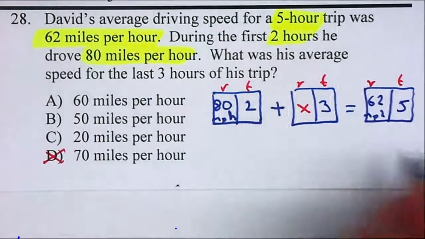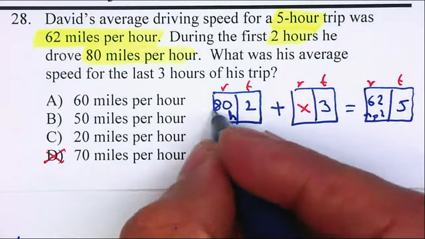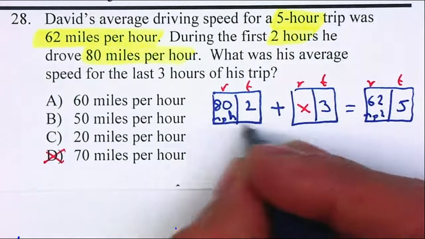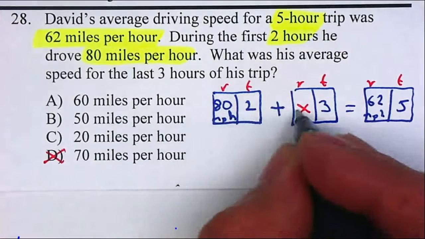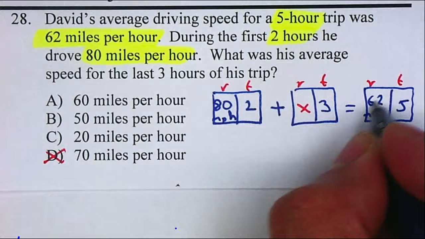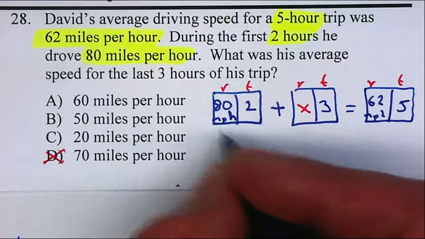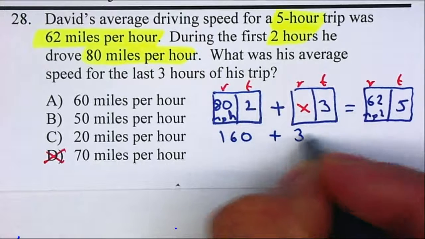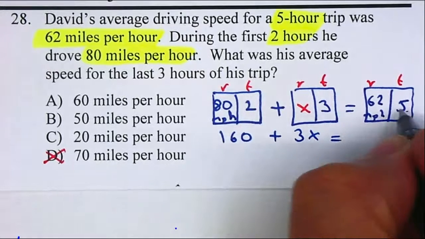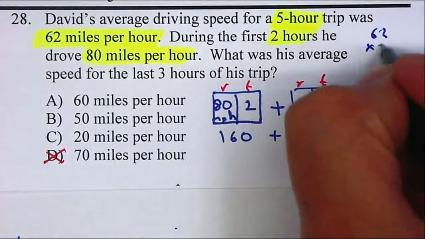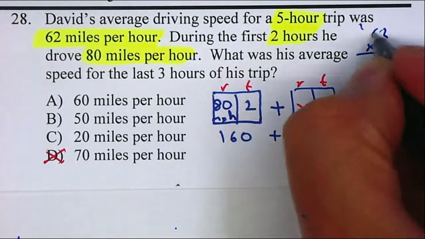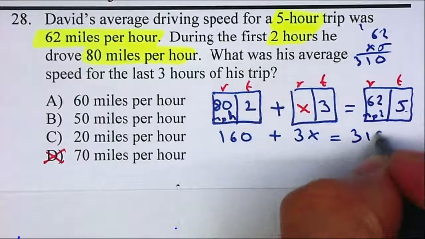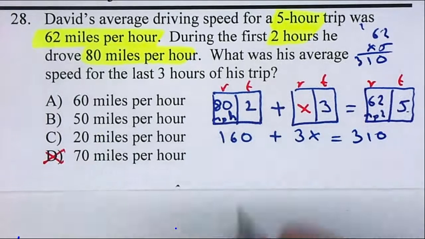So let's go and work it out. That'll be 80, because the average speed is 80, this should be much lower than 62. Let's multiply it out. Gives me 160 plus 3x, and 62 times 5, just multiply. 62 times 5, that's 10, carry 1, that'll be 31. 310. And from here to solve, it's a very quick process.